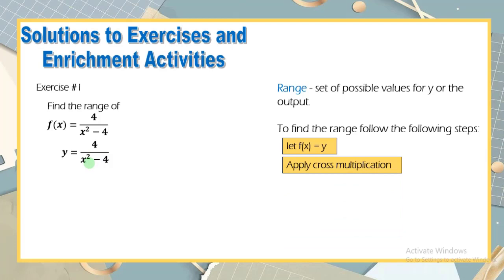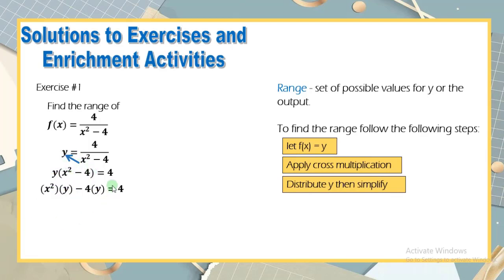Then apply cross multiplication. In this case, since y here has an imaginary denominator of 1, we simply multiply our denominator, x squared minus 4, to y. Then copy 4. So that will become y times the quantity x squared minus 4 equals 4. Next, distribute y. Then simplify. So this will become y times x squared, then y times negative 4 equals 4.